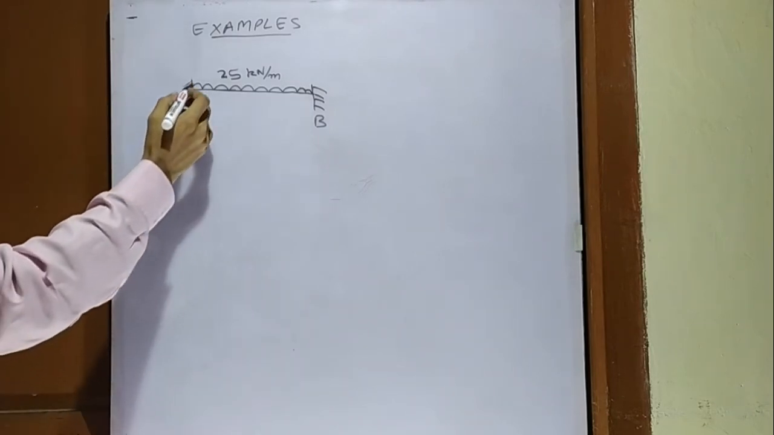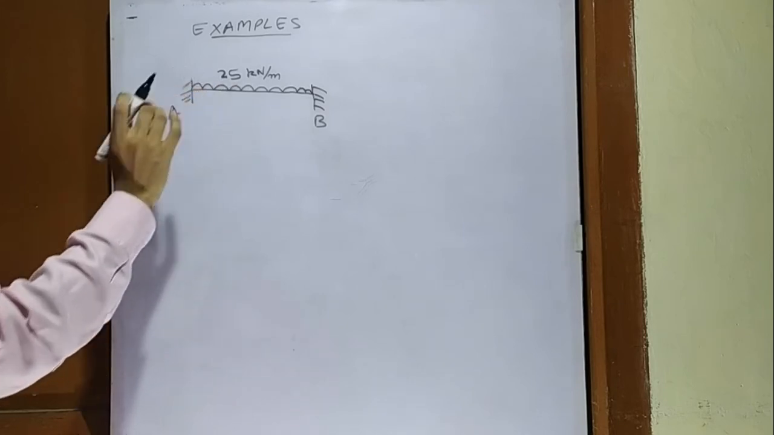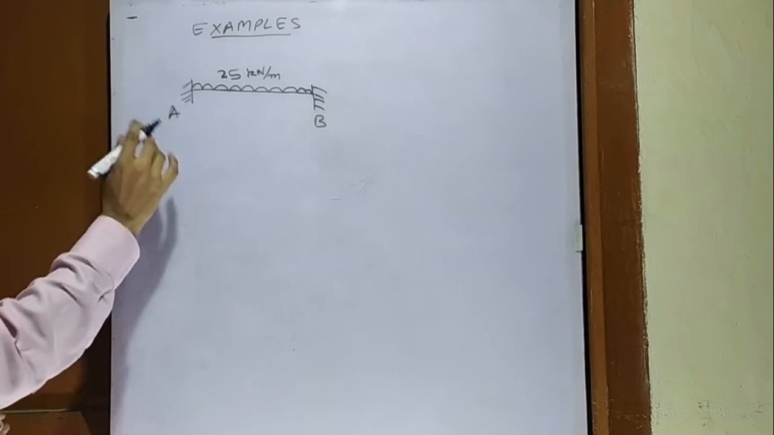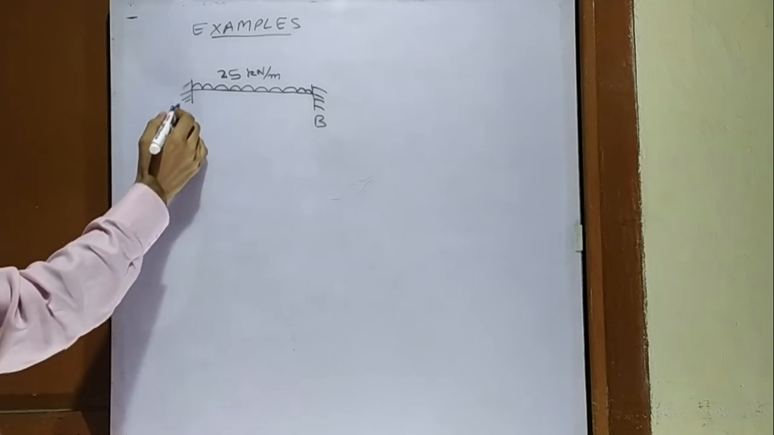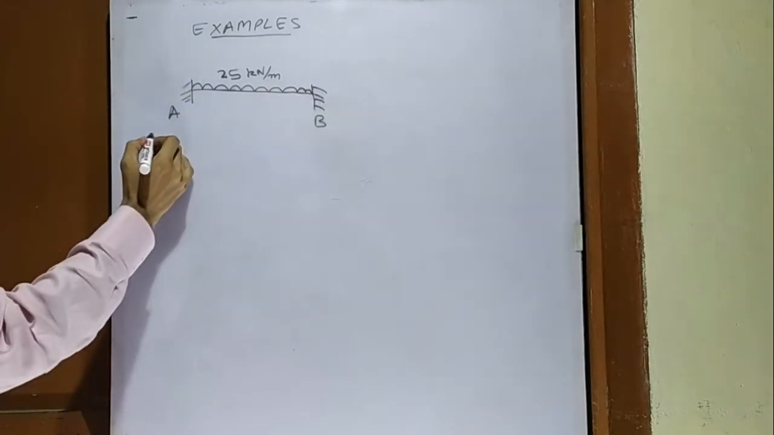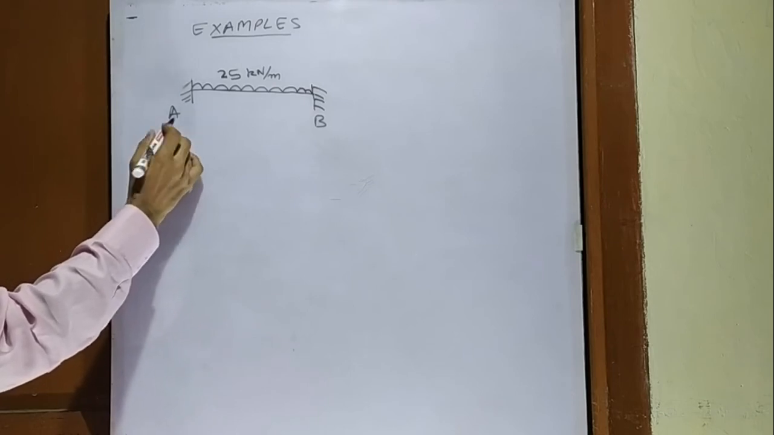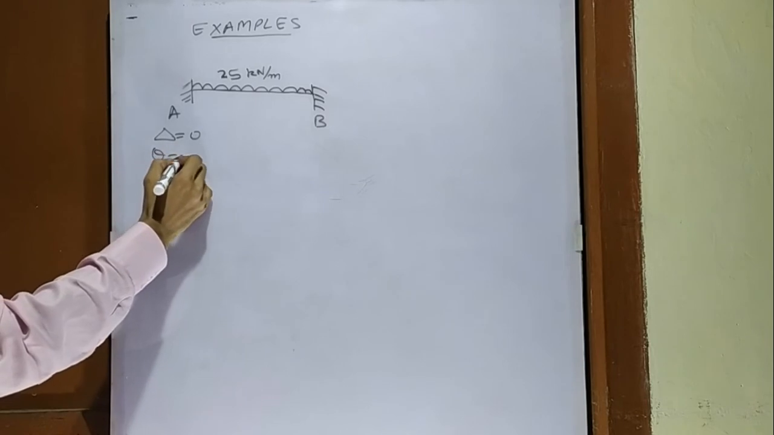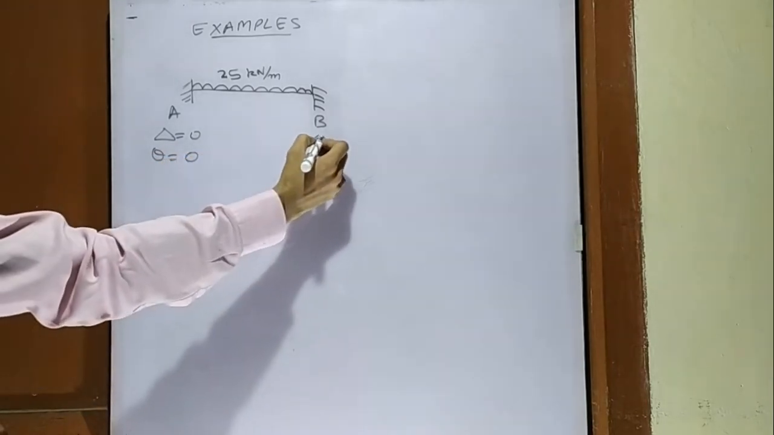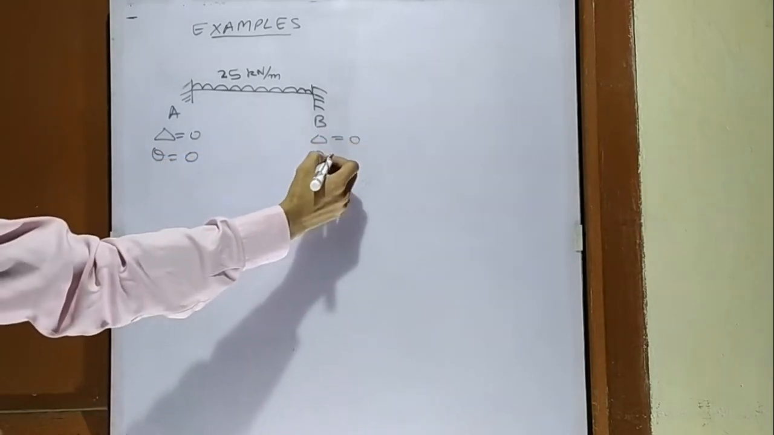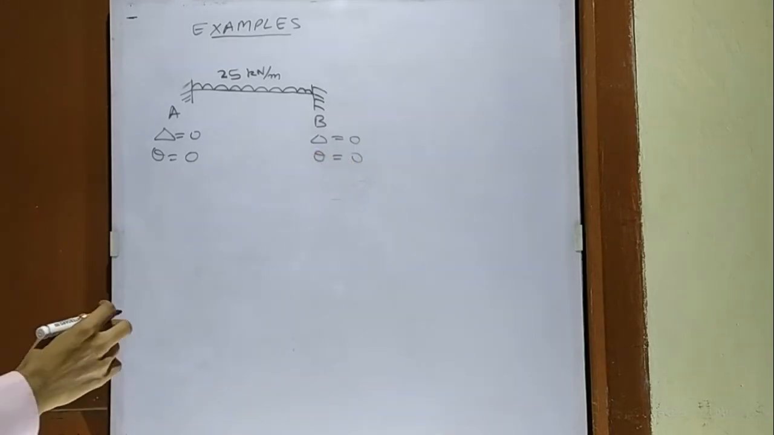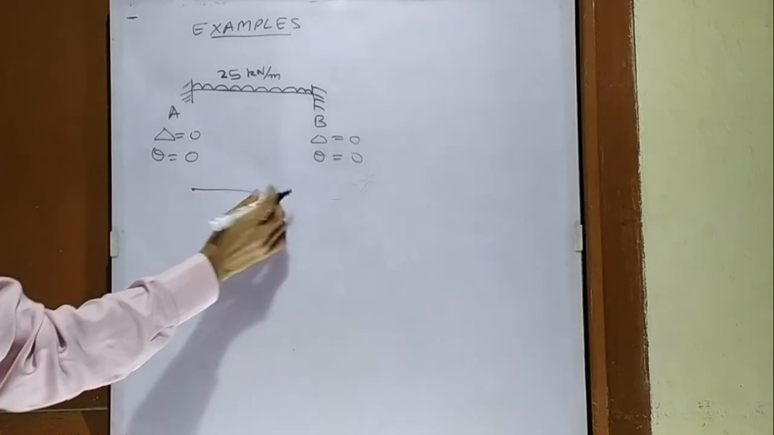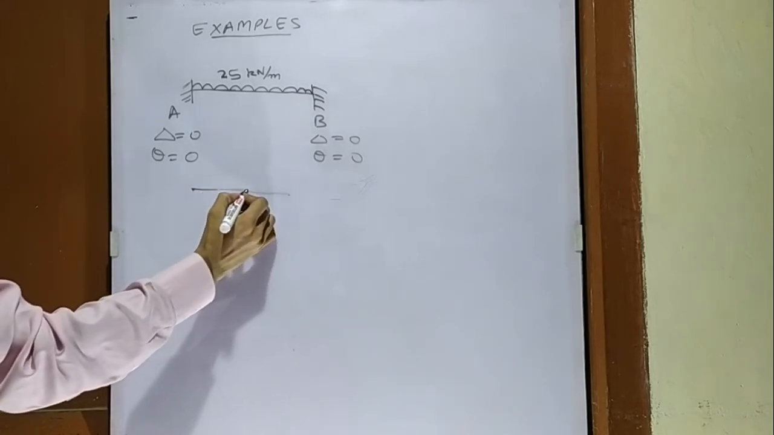So it is very important to understand the behavior of the beam under different types of loading. Now if we try to draw the deflected shape of this beam, what will it be? As we have said, this is a fixed support and this is also a fixed support. At fixed support A, deflection will be 0 and slope theta will be 0, and at B deflection will be 0 and theta will be 0.